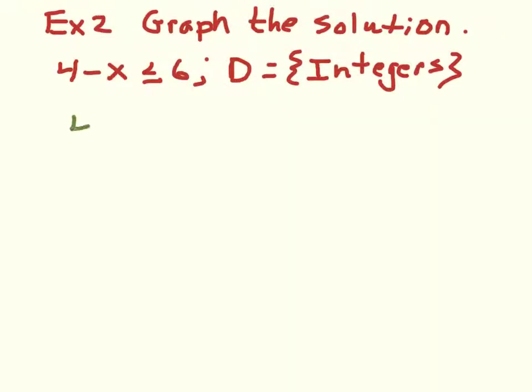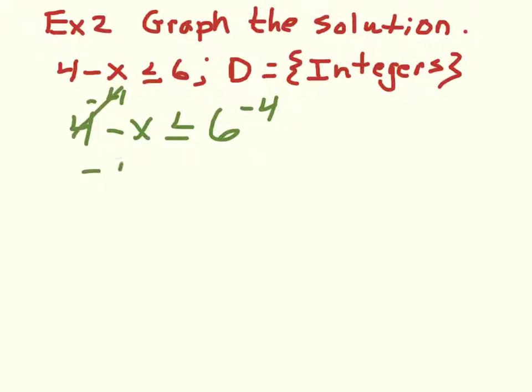All right, in example 2, same thing, graph the solution. Now I have 4 minus x is less than or equal to 6. First thing I'm going to do here is get rid of the 4. What could you add or subtract a 4 to cancel it? Well, I'll subtract 4. And remember, we don't do anything with the inequality if we're just subtracting a number. It's only when you multiply or divide both sides by a negative number that we got to do something.